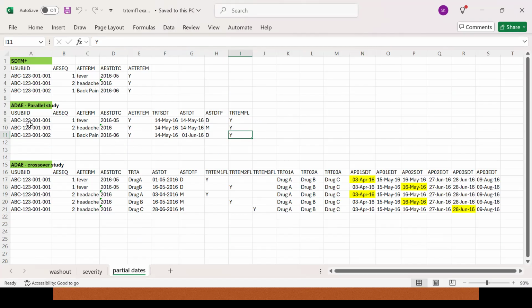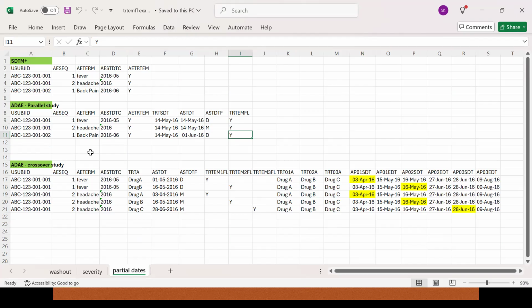So this is the example of the logic which we can follow for a parallel study where we have only one treatment start date, because we know that in the parallel study, the subject is exposed to only one drug throughout the study. So once that drug is exposed to the subject, that will mark the treatment start date and it will not change during the tenure of the study. However, this is not true for the crossover studies.